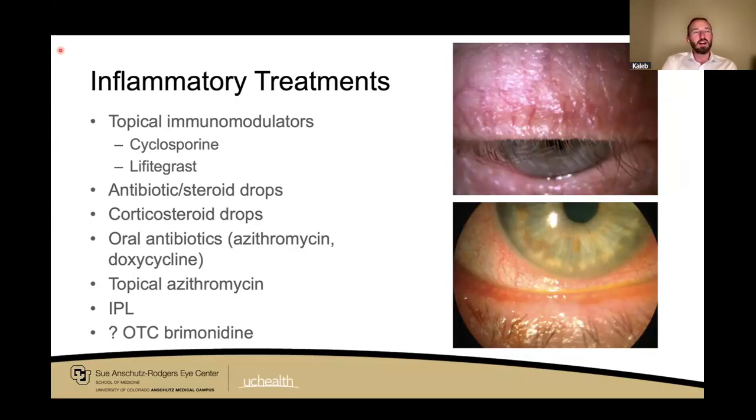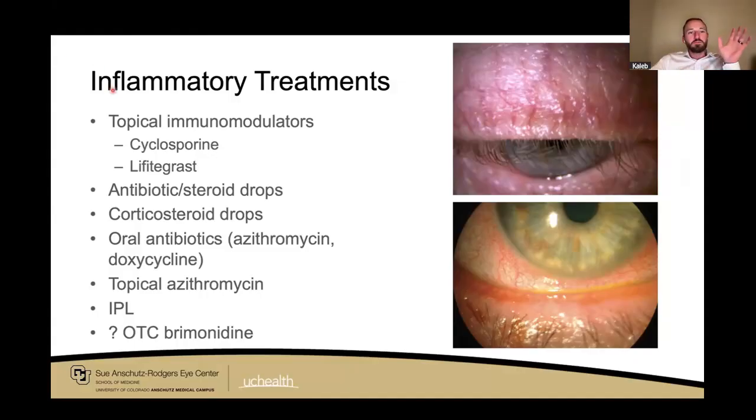Okay, so when I think of ocular rosacea, I try to figure out what I think is causing the most problems for patients, because there's so many different aspects for what can happen. So when we go over treatments, we're going to go over how to treat inflammation, how to treat the MGD, how to treat the blepharitis, how to treat the dry eye. Some of this will overlap between these.